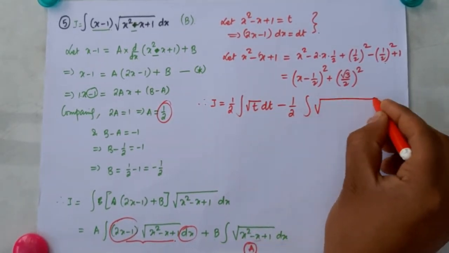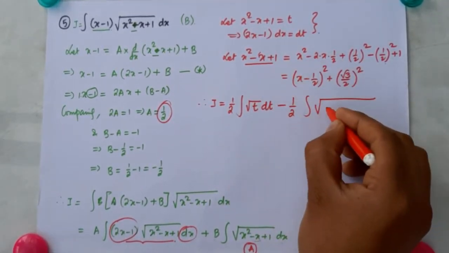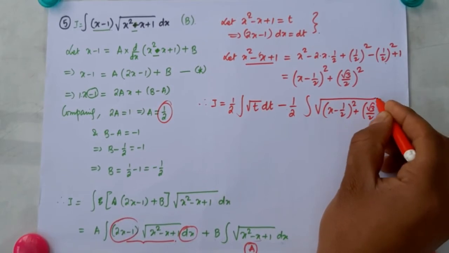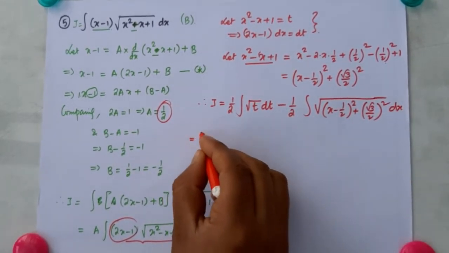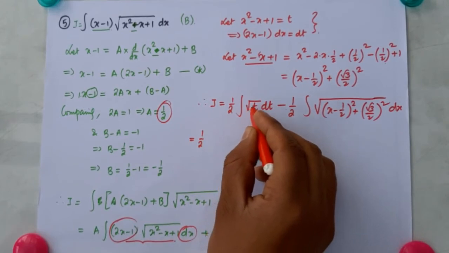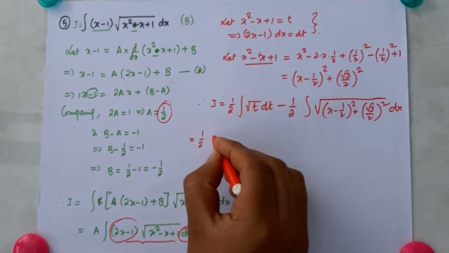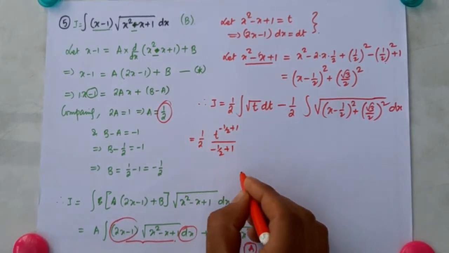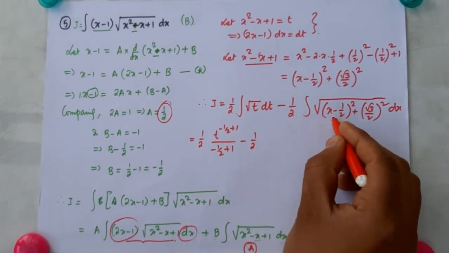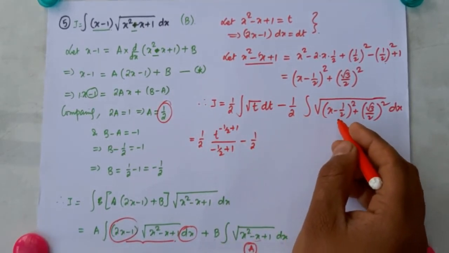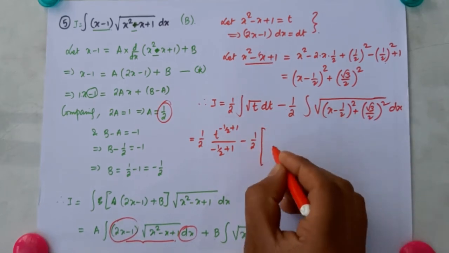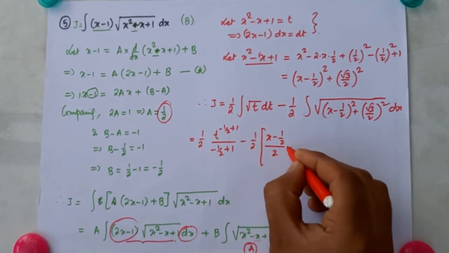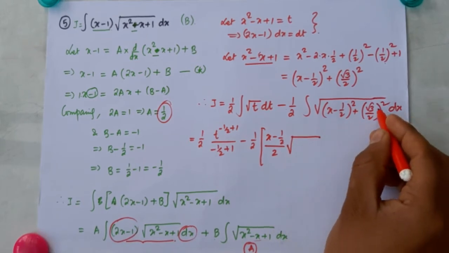So we have square root of, so this can be written as this much, so that's why I've written x minus half whole square plus root 3 by 2 whole square dx. First part is easy, so this is half square root of t. The integral of this will be t to the power minus half plus 1 over minus half plus 1. Minus half is there. This again falls under the first of the three standard integrals, which says this will be x by 2, that is x minus half by 2 square root of x square plus a square, that is this entire thing.